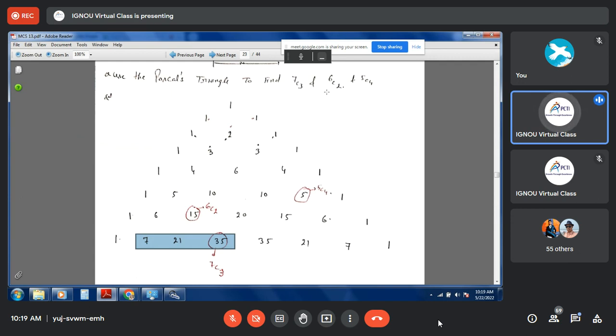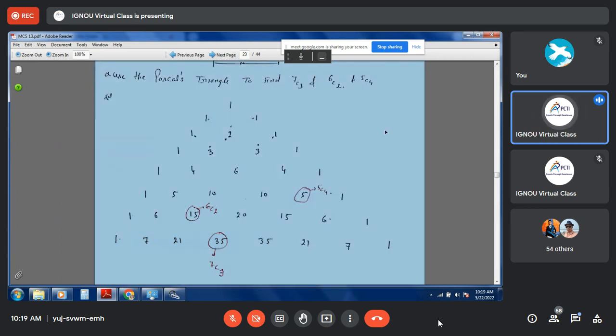Similarly, 6C2: it is 6, 1 and 2, 6C2 is 15. 5C4: this is 5, start from here, 1, 2, 3, 4, 5C4. That is the Pascal triangle, and with the help of the Pascal triangle, we can solve the combinations.